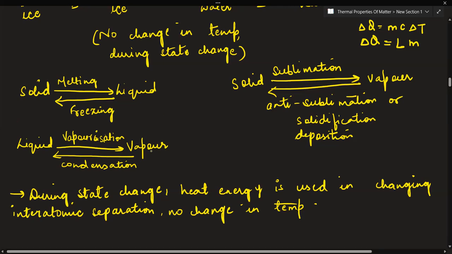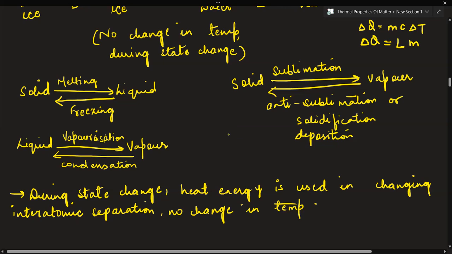And from vapor, if you convert vapor into liquid, that is condensation. Again, if you have solid converted directly into vapor, that is ice directly converted into steam. For example, ice, it can be any solid. So solid converted into vapor is sublimation, and then vapor back to solid.